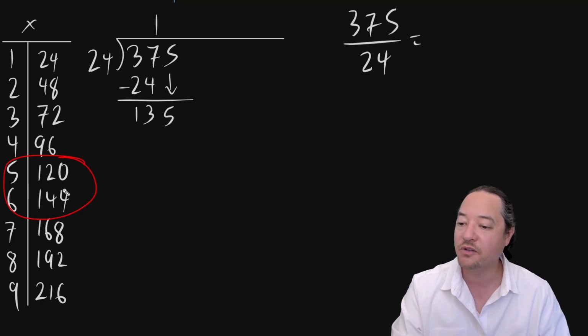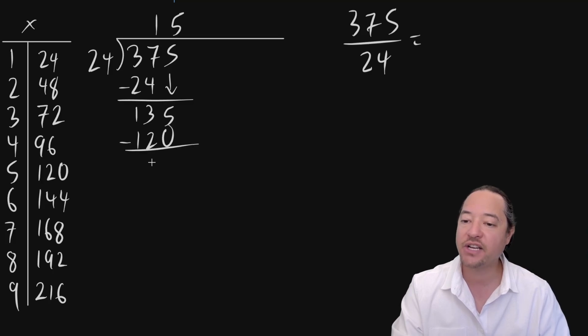Well, we're going to use our times table. We'll see 6 is too much, so it must be 5. 5 times 24 is 120. We do our subtraction. We're going to get a 15. And now we have to start going into our train of infinite zeros. So we're going to bring down this 0 here.